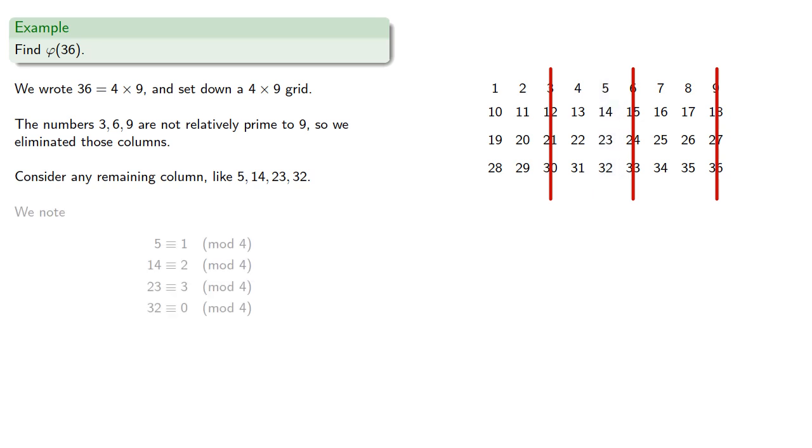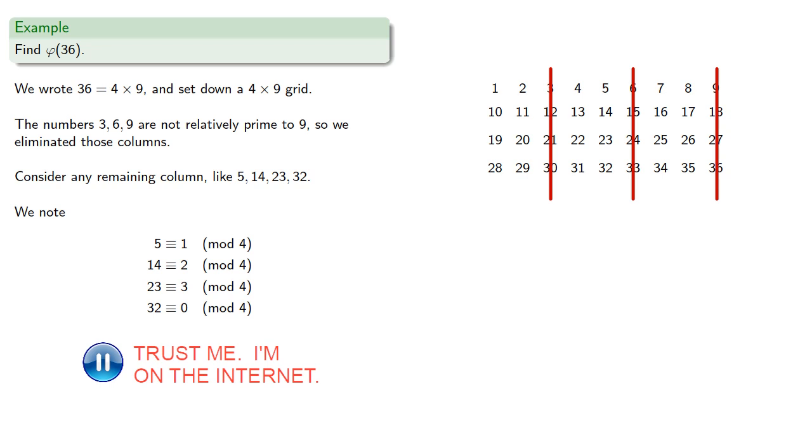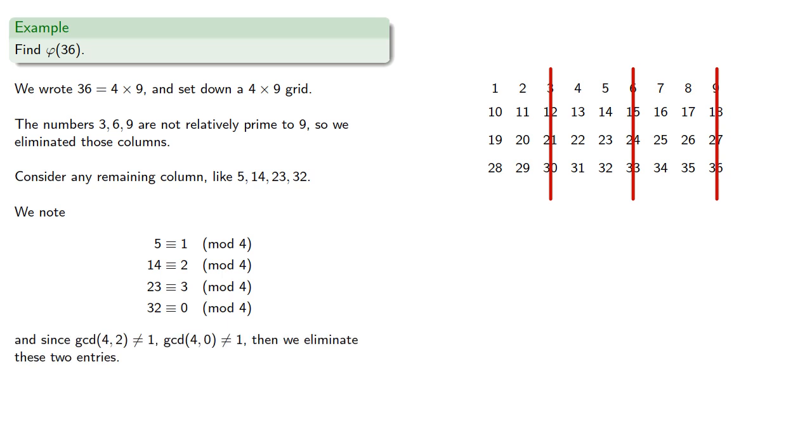We note that these numbers taken mod 4 are, and so we see that the remainders are distinct. And since the greatest common divisor of 4 and 2 is not 1, and the greatest common divisor of 4 and 0 is not 1, we eliminate these two entries. And this leaves phi of 4, two entries, in each column.